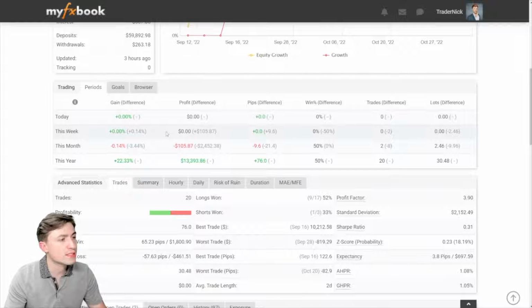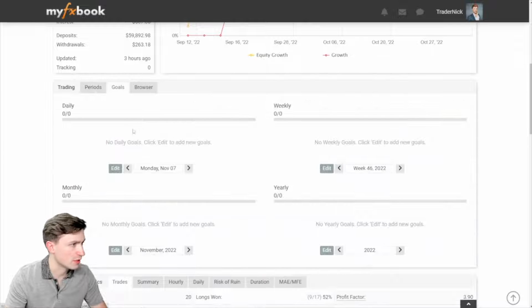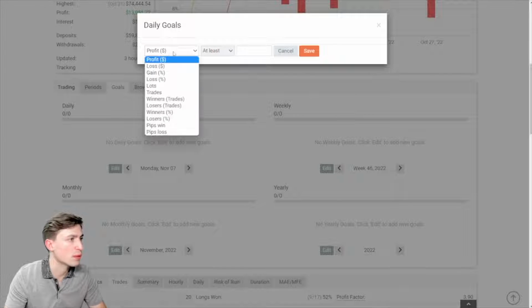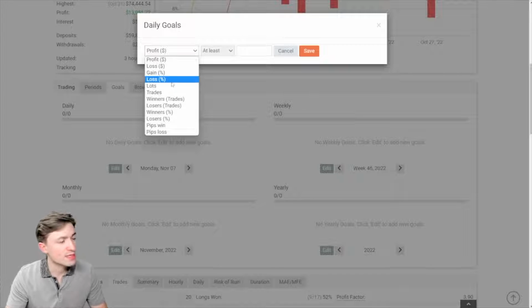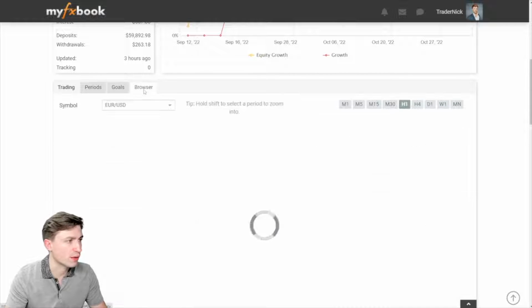For example, let's say you want to set a goal, right? Yeah, you can set goals. So if I wanted to, maybe I want to edit my goal, I could edit a daily goal. Maybe my goal is to make a certain amount, or make a number of trades, whatever you want to do. You can set personal goals in there. I've never really messed around with that too much.